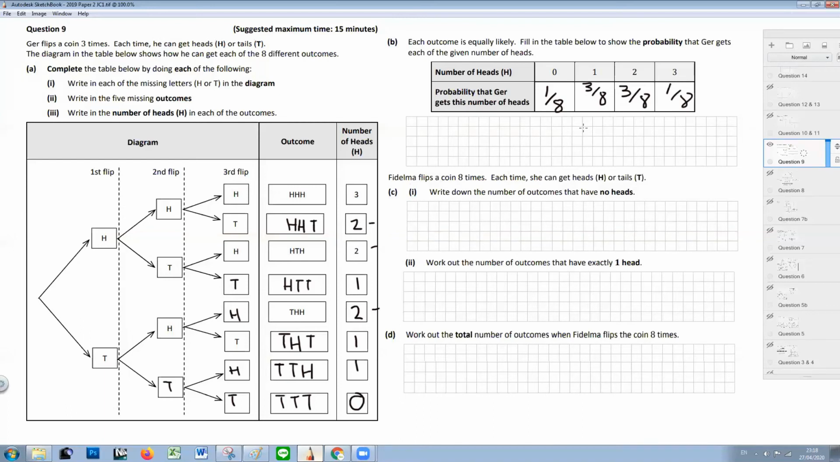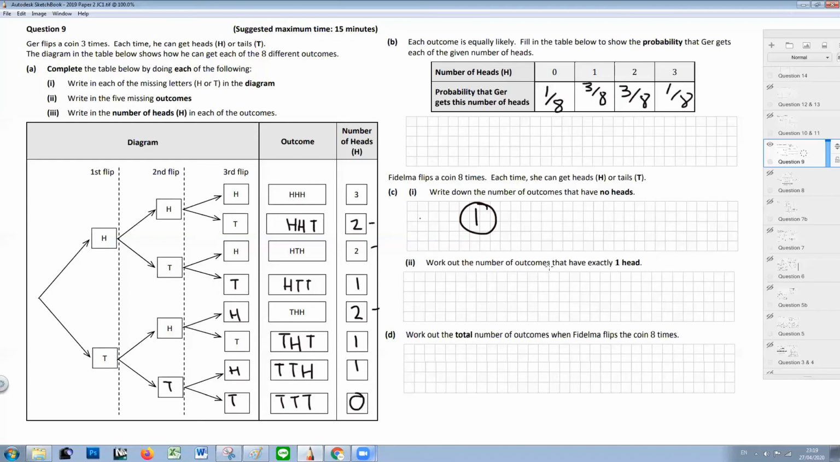Fidelma flips a coin 8 times. Each time she gets a head or a tails. Write down the number of outcomes that can have no heads. Well, if she flips a coin 8 times, there are loads and loads of different scenarios she can get. But there is only 1 scenario where, if she flipped it 8 times, she'd get no head at all. And that number is going to be 1. So there's only 1 scenario. Because again, if you consider this along the bottom, there's only 1 path where she could possibly end up with 0.